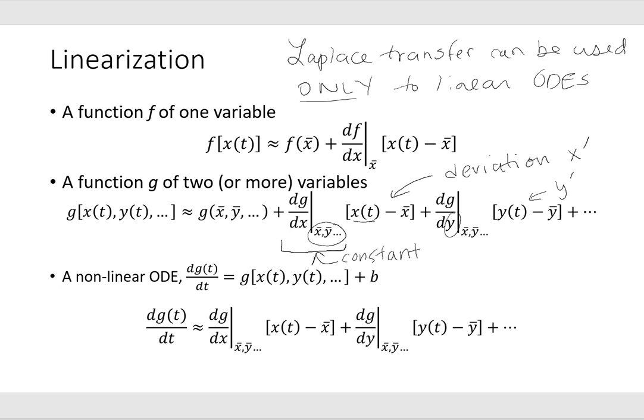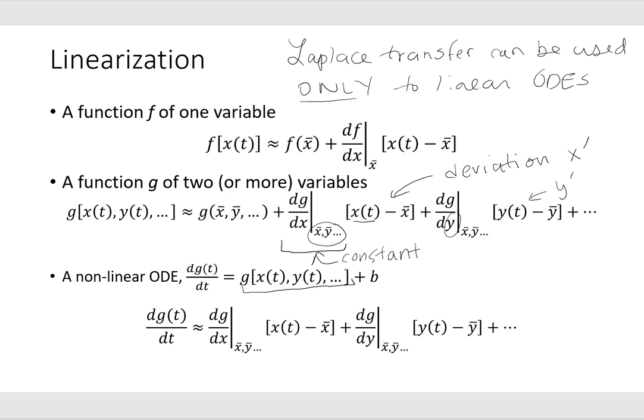We can also do this for ODEs. That's really important because that's kind of our goal, solving nonlinear ODEs by linearization before we can use the Laplace transform. So in this case, we have some ODE, and it contains nonlinear terms. So it has some function g, in this case, that is nonlinear. We need to linearize this function in order to solve it.